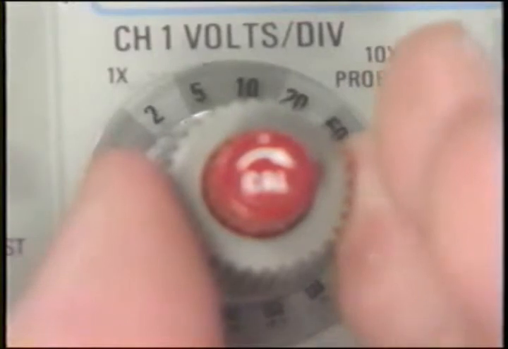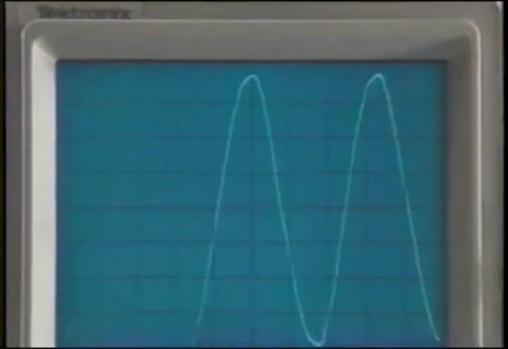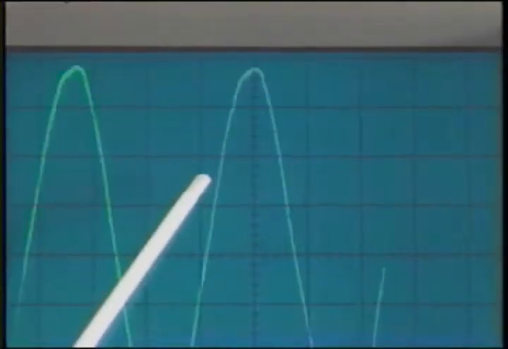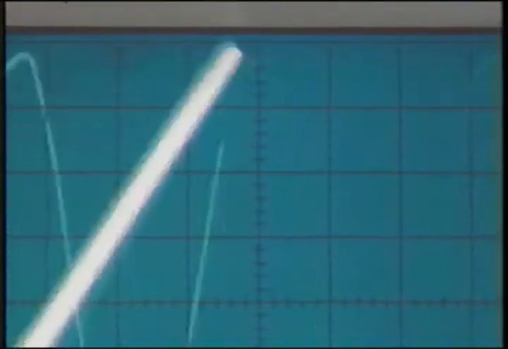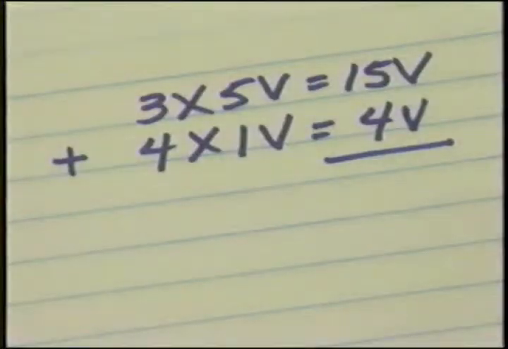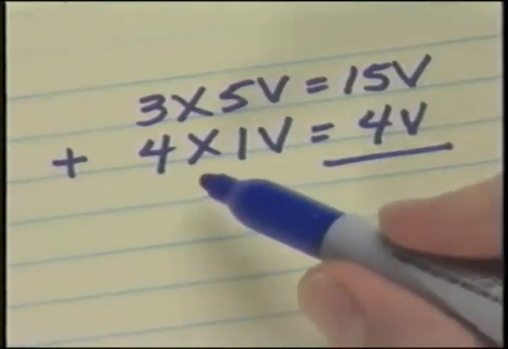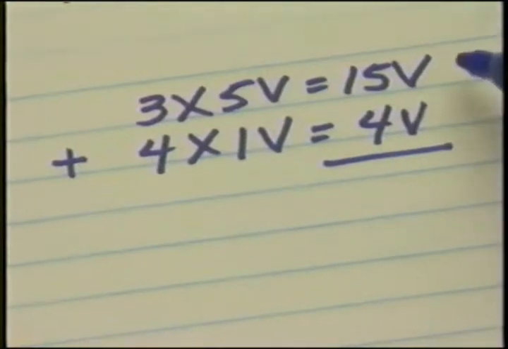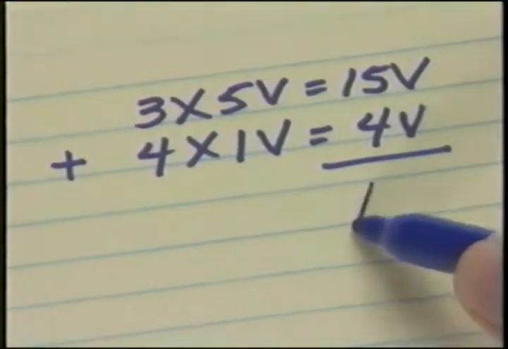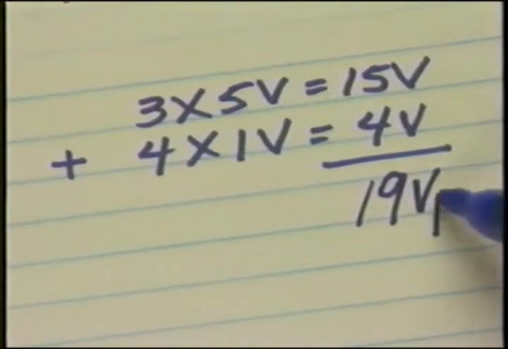Place the volts per division selector on 5 volts. The peak voltage in this case is equal to 3 full divisions and 4 minor divisions. Because each full division is set to measure 5 volts, the minor divisions will represent 1 volt each. To find the peak voltage, just add the values of the divisions together. 3 full divisions at 5 volts each is 15, plus 4 divisions of 1 volt each equals a peak voltage of 19 volts.